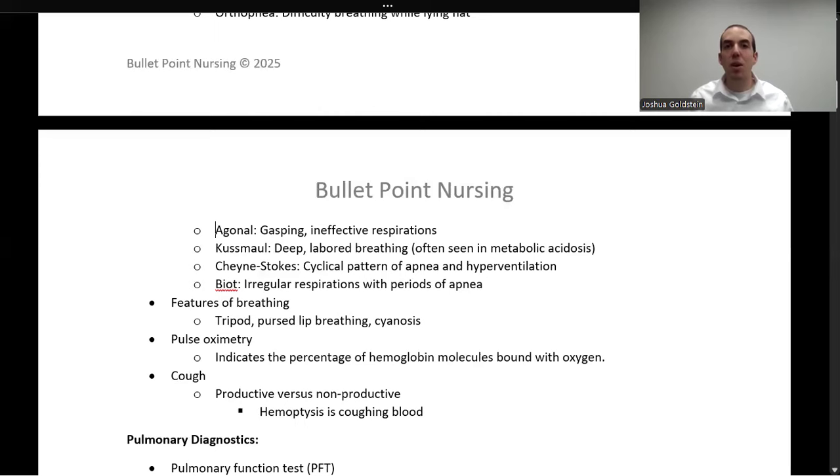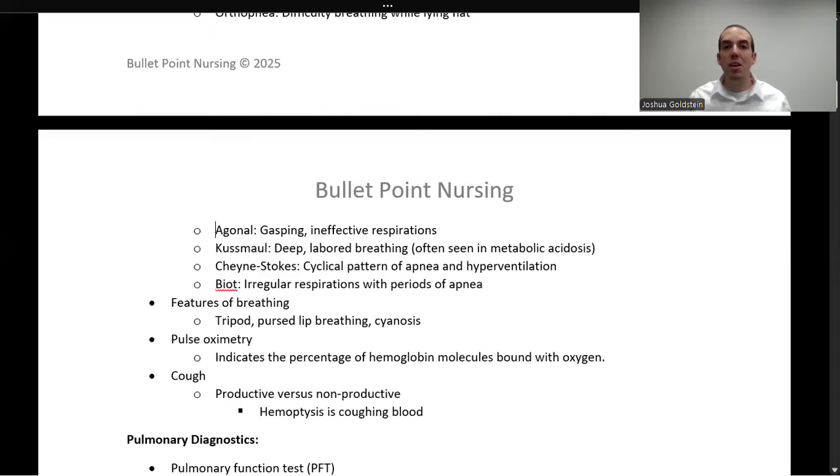Next, when we assess a patient for a cough, we're always going to assess productive versus non-productive, meaning is it a dry cough or are they actually coughing something up? And just to throw in a definition here, hemoptysis is where they're coughing up blood. As a nurse, when you're charting a productive cough, you're going to ask the patient to describe the sputum, or if you got to examine it yourself, you would detail it.